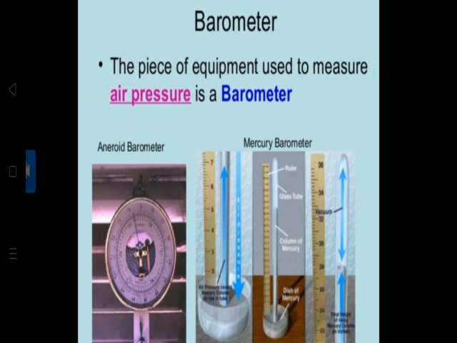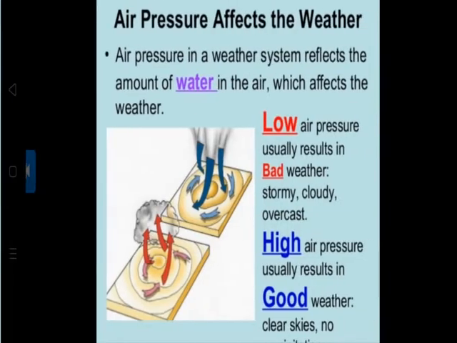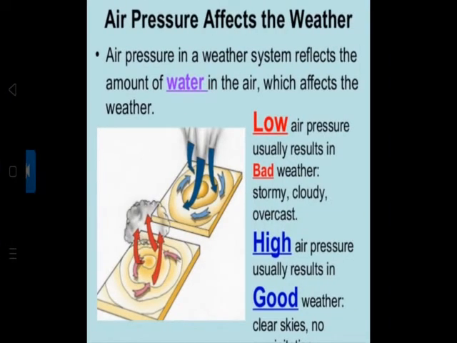Barometer: this is a piece of equipment which is used to measure air pressure. This is called a barometer. There are two types, aneroid and mercury. Air pressure affects the weather. Air pressure in a weather system reflects the amount of water in the air, which affects the weather. Low air pressure usually results in bad weather, stormy cloud, overcast. High air pressure usually results in good weather, clear skies.